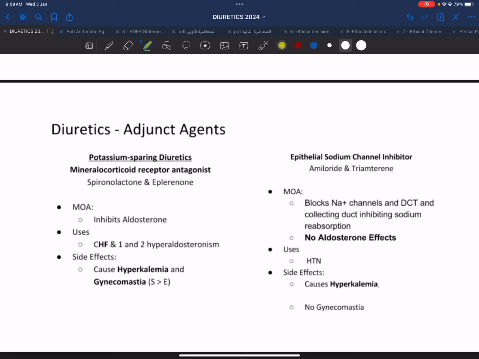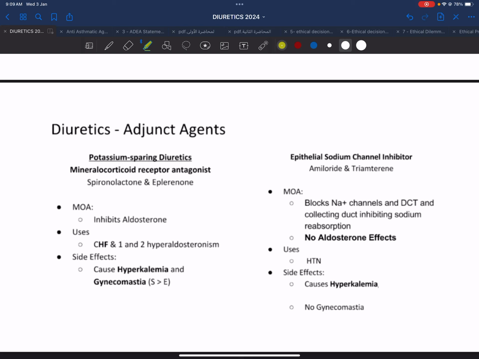Why is aldosterone important? Mineralocorticoid: mineralo means minerals like sodium and potassium. They regulate the minerals in our body. Aldosterone, as you discussed maybe with Dr. Ali, the renin, angiotensin, aldosterone system, is one of the important components of the regulation of blood pressure in our body. Why? Because aldosterone regulates minerals, especially sodium.